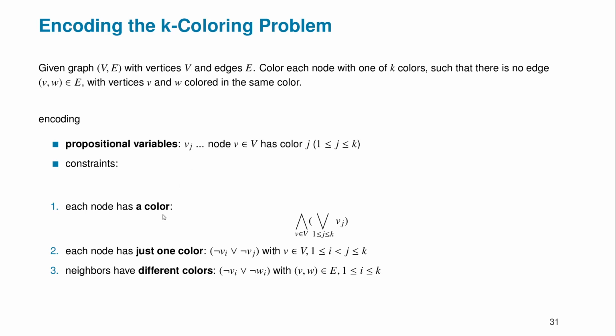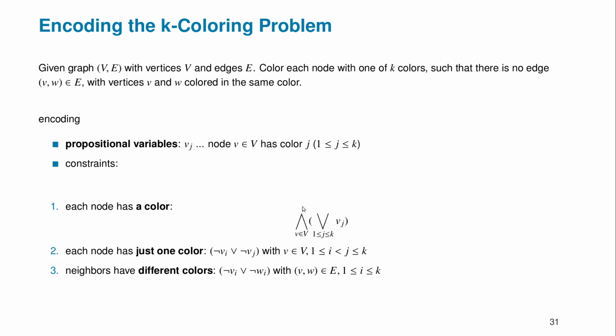reflected. So first of all, we have to say that each node has a color. Then we have to say that each node has just one color. And finally, we have to say that neighbors have a different color. And this we can encode with the propositional encoding we have here.